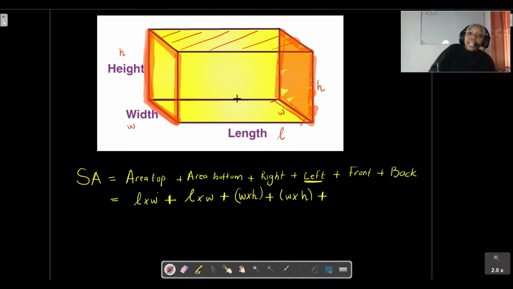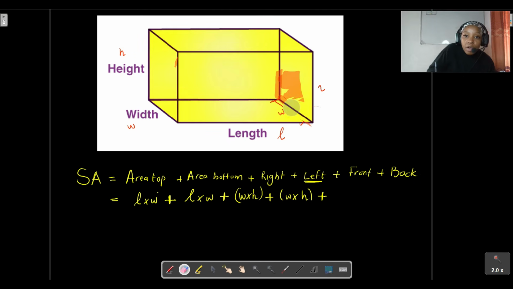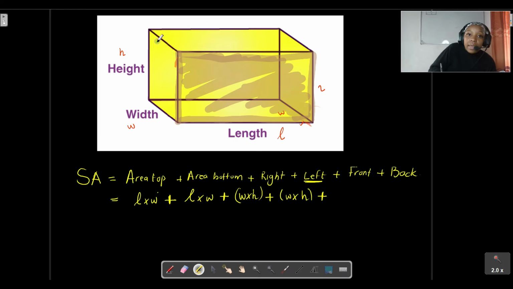Now, we need to calculate the area of the front of our box as well as the back. So what do I mean by front and back? This is the front of the box and that is the back of the box. How would we calculate the area of the front and the back? I'm going to highlight the front and the back so that you see what I'm talking about. This is the front of our box, and that is the back.